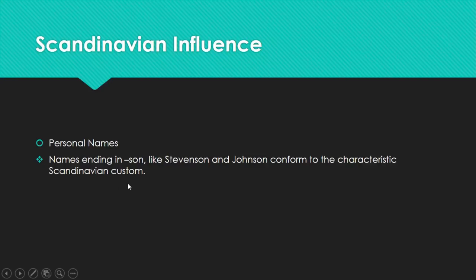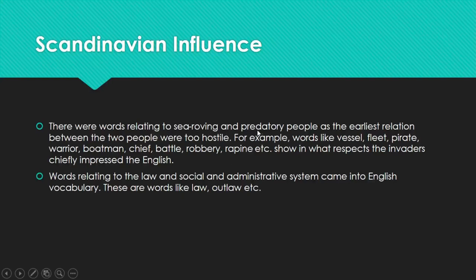And then there were many words related to sea roving and predatory people. Because Scandinavians were particularly sailors. They were sailors and they were also quite predatory in nature. കുറച്ച് ദുഷ്ടന്മാരും ക്രൂരന്മാരുമായിരുന്നു. അതുകൊണ്ട് തന്നെ അതുമായിട്ട് ബന്ധപ്പെട്ട കുറേ വേർഡ്സ് ഉണ്ട്. There were words like vessel, fleet, pirate, warrior, boatmen, chief, battle, robbery, rapine, etc. So all these words mainly related to sea roving, sailing, and some words are really violent too. That shows what kind of relationship English people had with Scandinavians. Kind of a violent and bloody relationship.